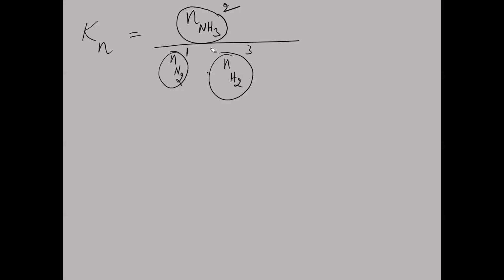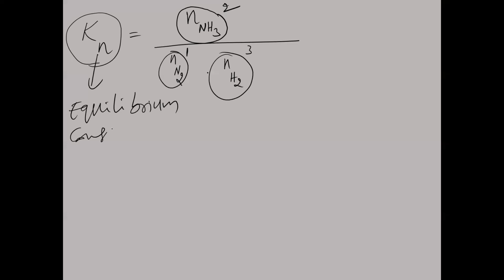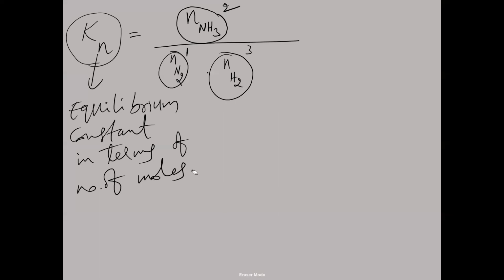So this is what now here? The Kn. Kn means equilibrium constant in terms of number of moles. What is Kn here? Equilibrium constant in terms of number of moles. Moles means small n here, in terms of number of moles. That's what Kn we have taken. Kn is this one here. Is that clear?